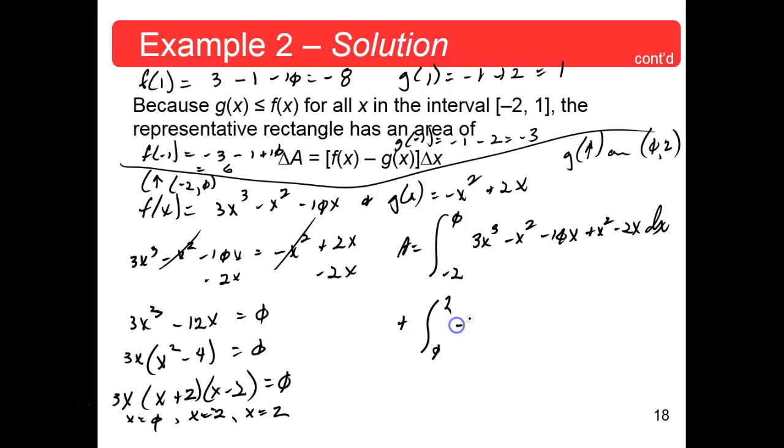it'll be minus x squared, minus x squared plus 2x, plus 2x, minus 3x cubed, plus x squared plus 10x dx. Okay? Now, second? We're adding the integrals, not subtracting them.